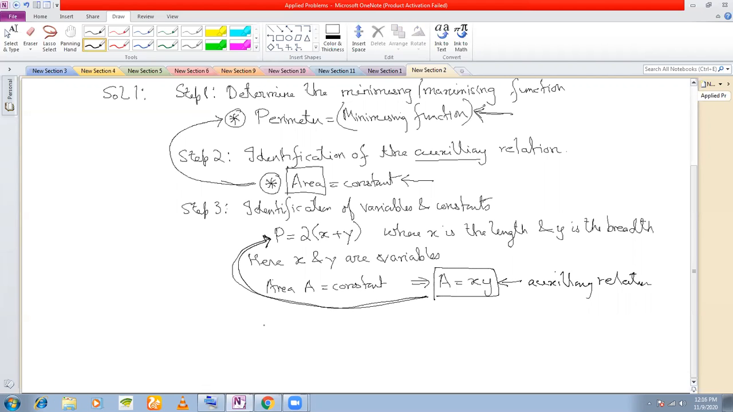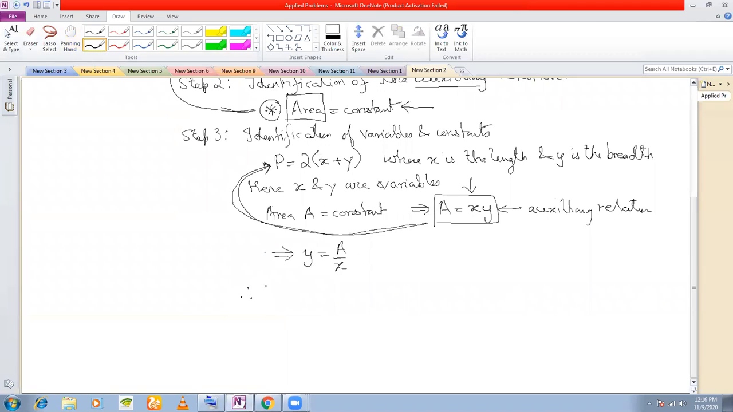Okay. So what I'm going to do here is, since I have two variables here, x and y, my auxiliary relation can remove one variable from the function. How? See, we can write y is equal to a by x, right? So therefore, now P will become what? P is equal to twice of x plus y. So now from two variables, I will come down to only one variable. Have I come down to one variable or not?